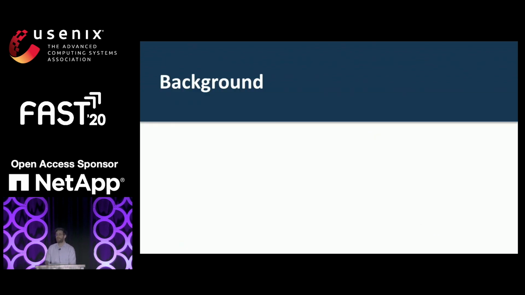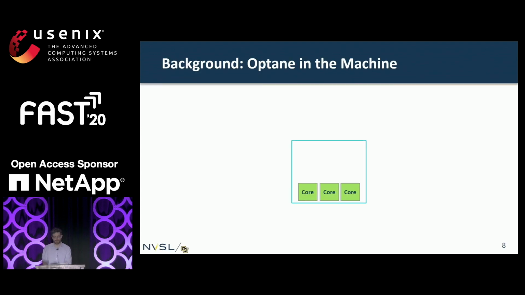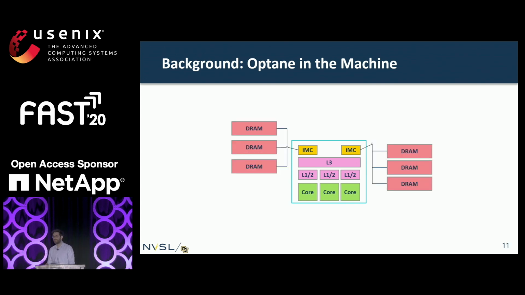So first, briefly, some background about how Optane fits into the machine. So here's a one-socket machine with 3 cores for some reason. Within the socket, each core, because it's Intel, has a private L1, L2 cache, and then a shared L3 cache, which is shared across all of the cores in the socket. Also in the socket, we have 2 integrated memory controllers that are responsible for communicating to the DIMMs that are attached to this socket. Now in a traditional machine architecture before the emergence of Optane, these integrated memory controllers would communicate over a number of channels to a set of DRAM DIMMs.